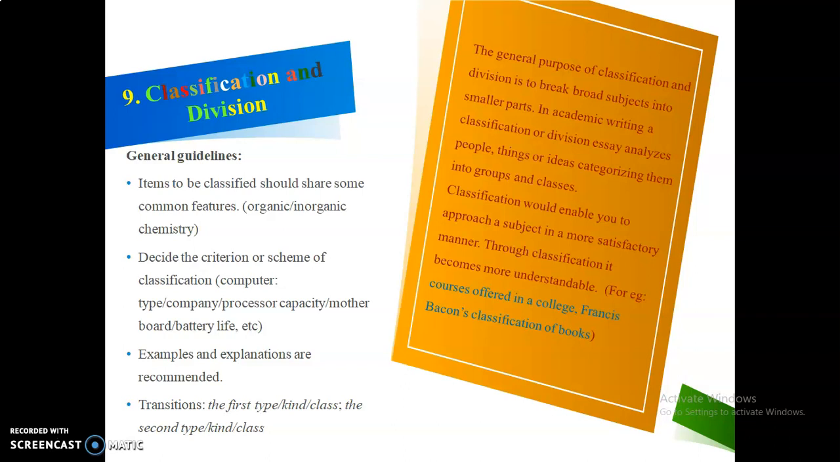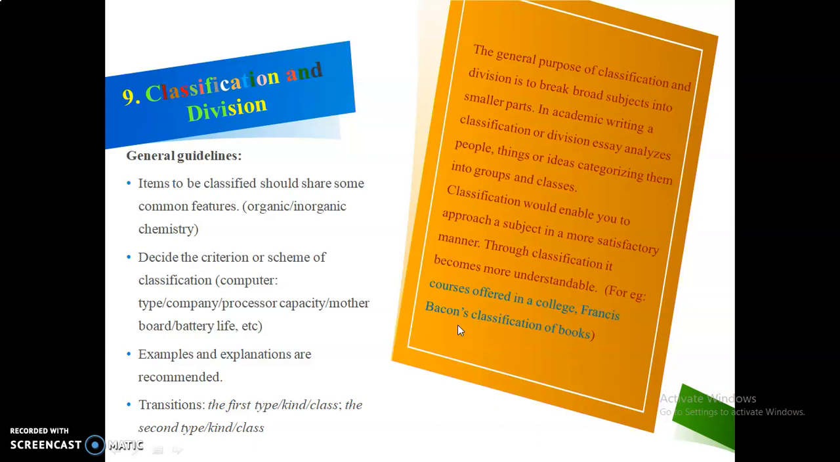Next one, classification and division. This is another important category that comes under rhetorical strategies. The general purpose of classification and division writing is to break broad subjects into smaller parts. For example, in academic writing, a classification or division essay analyzes people, things, or ideas, categorizing them into groups and classes. When we analyze people, things, or ideas, we can categorize them into groups and classes.